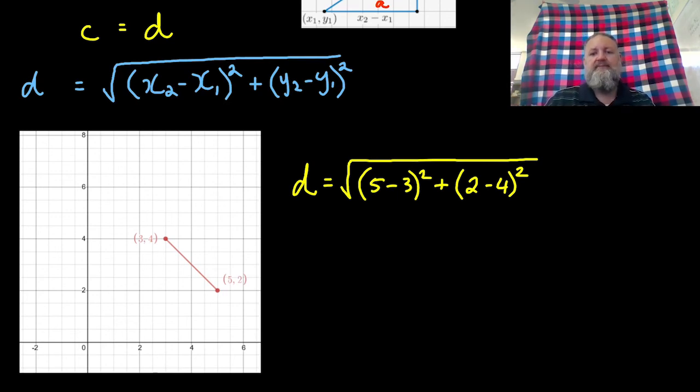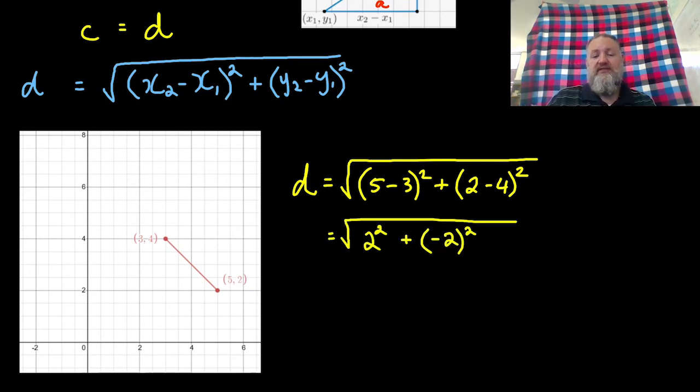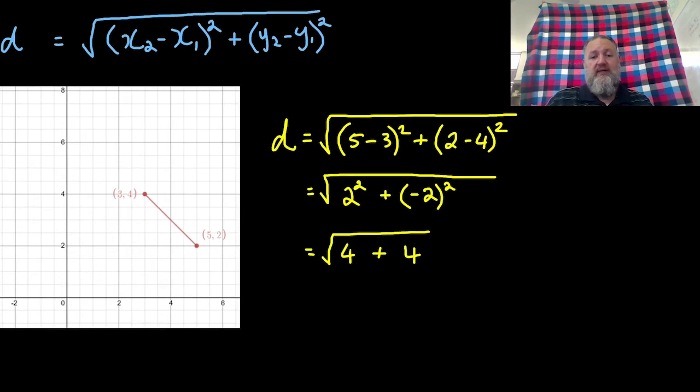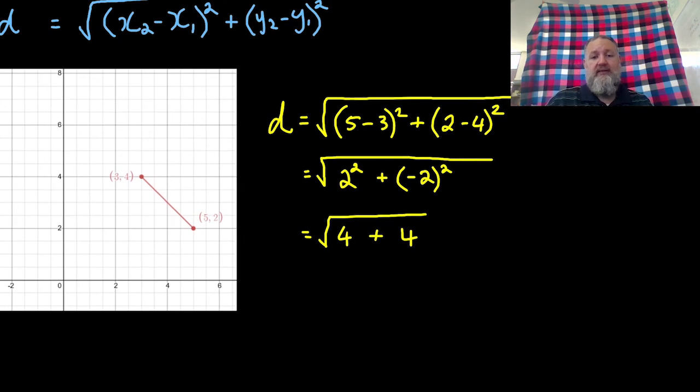We then work it out. We would do 5 take 3 is 2, 2 take 4 is negative 2. So we're going to end up with a positive and a negative being squared. But the interesting thing is, because we're squaring the whole negative, we're going to end up with the same number here. We're going to have 4 plus 4, and our answer will be the square root of 8, approximately equal to 2.828. That's the distance between those 2 points.